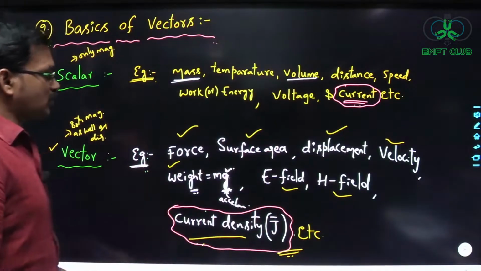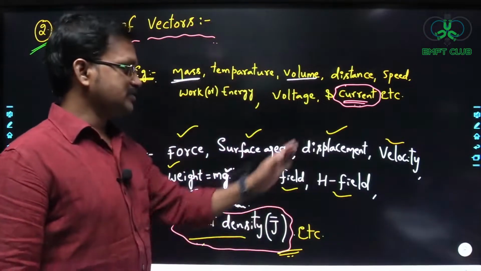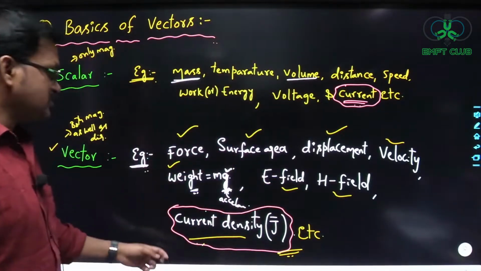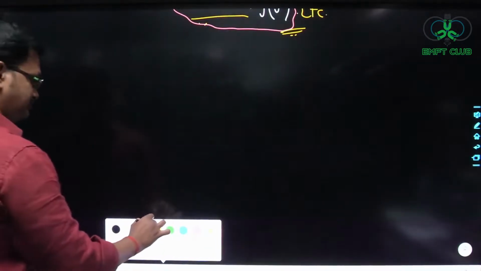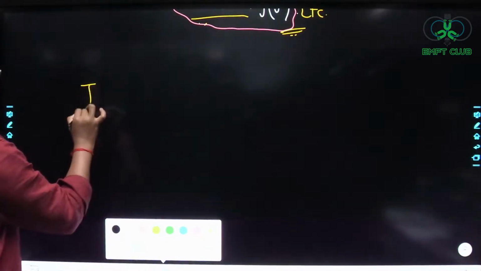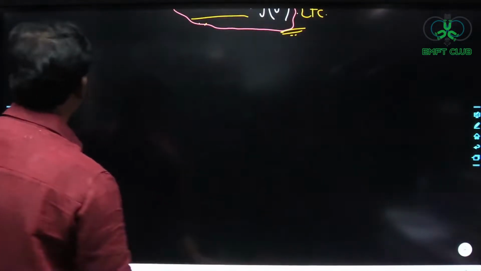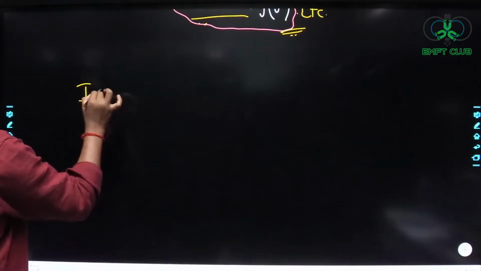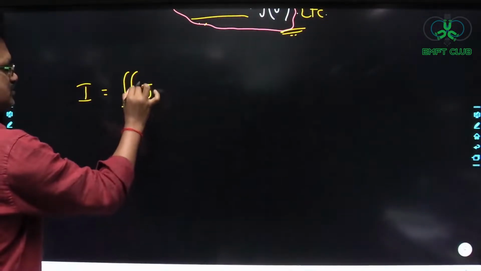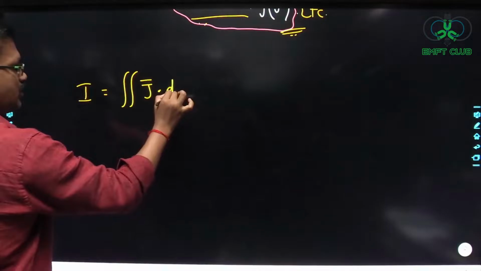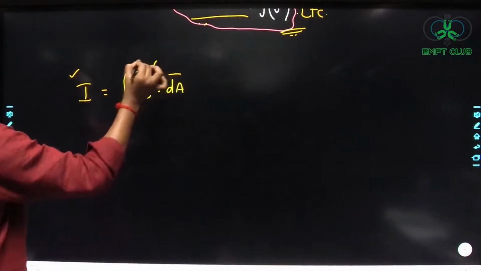Do you know the relation between the current density and current? The relation is: the current density Z bar, and the current I is equal to the surface integral of Z bar dot dA bar. So this is the relation between the current and current density.